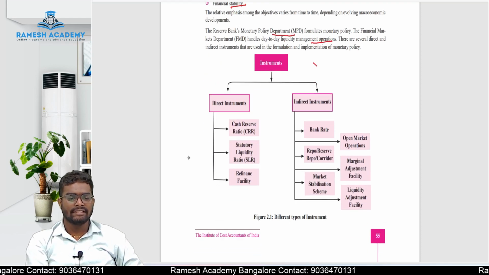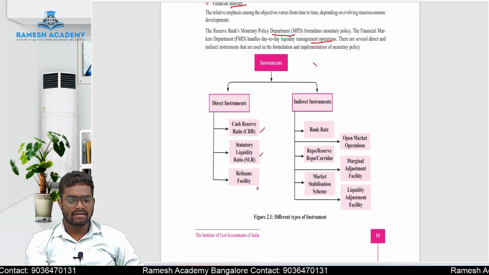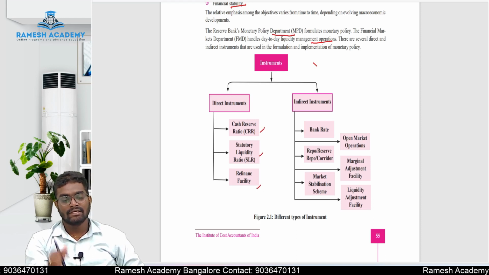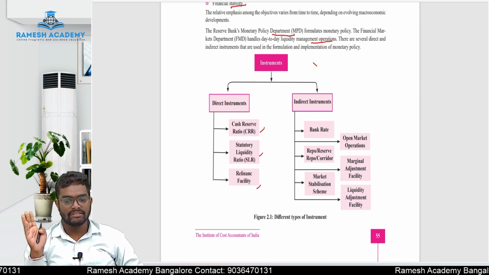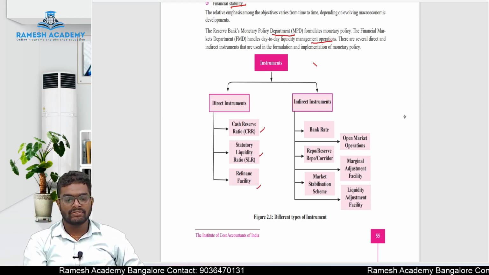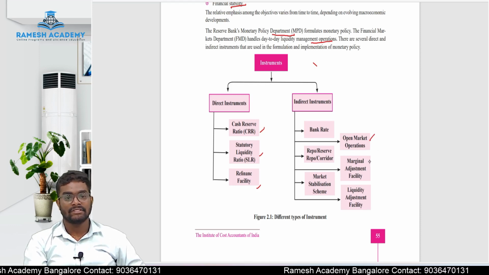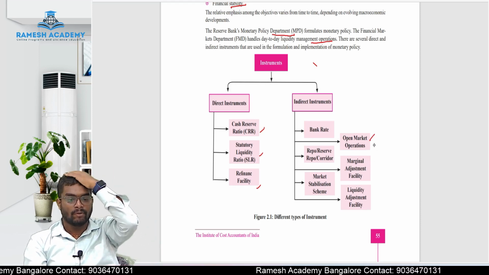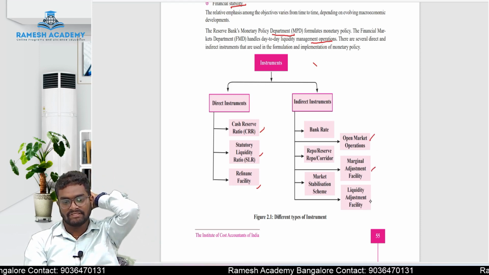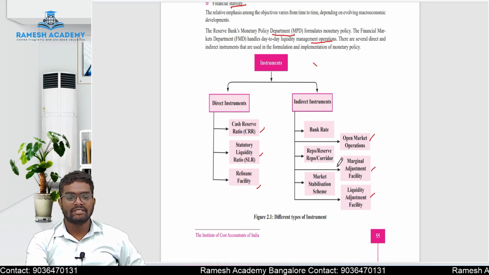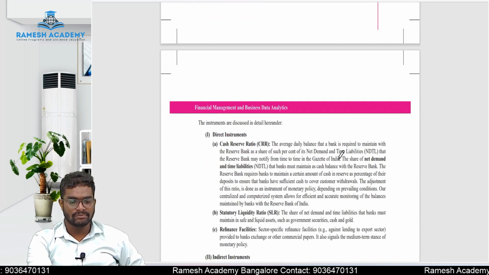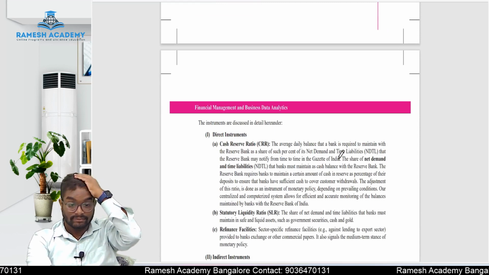So what are the direct instruments? CRR, SLR, refinance facility. These are some of the direct instruments. Next we have the indirect instruments. What are those? Bank rate, repo rate, the market stabilization scheme, open market operation, where they will be purchased from the open market itself, marginal adjustment facility and liquidity adjustment facility. So these are some of the instruments. We'll see them one by one.